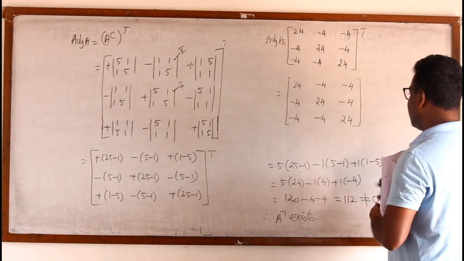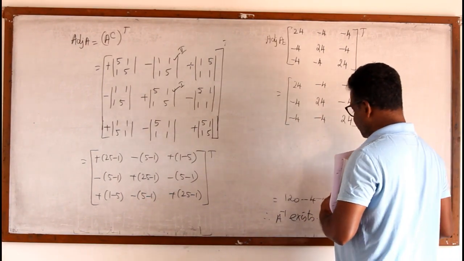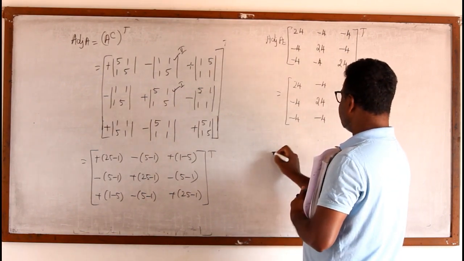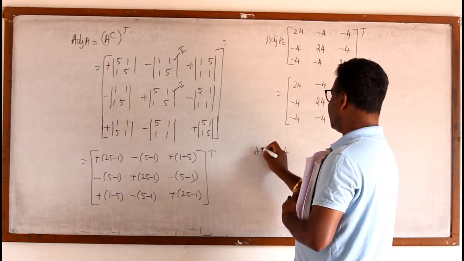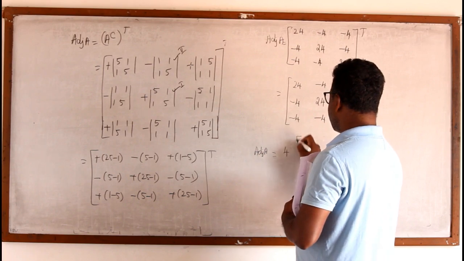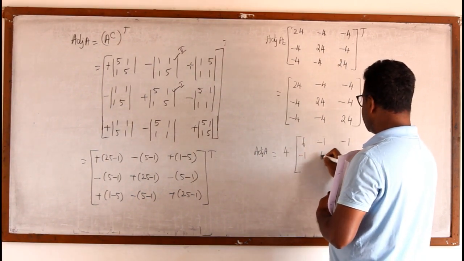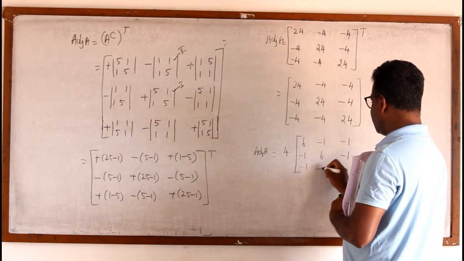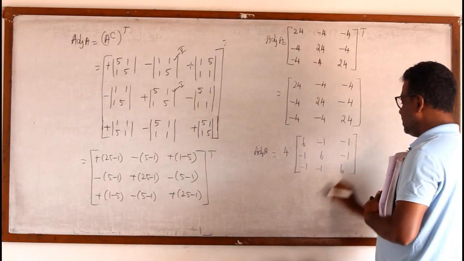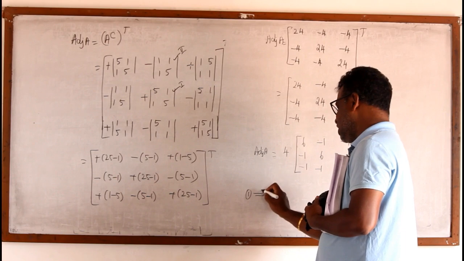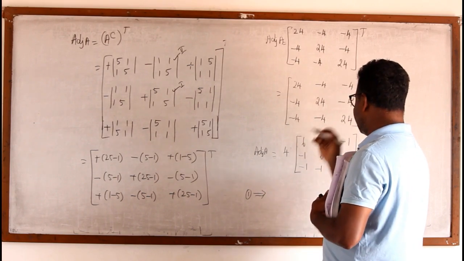Can I take 4 as a common term? Then this becomes 4. This is adjoint of A. 4 into 6 minus 1 minus 1, minus 1, 6 minus 1, minus 1, minus 1, 6. Therefore, the adjoint of the matrix is ready.